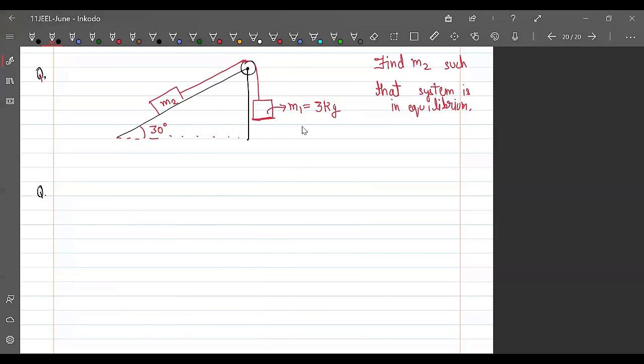So for this case, the answer will be 6 kg. To draw the FBD, then tension will be equal to M2G sine 30. So that will result in tension should be here equal to 30 Newton. That will result in M2 is equal to 6 kg.